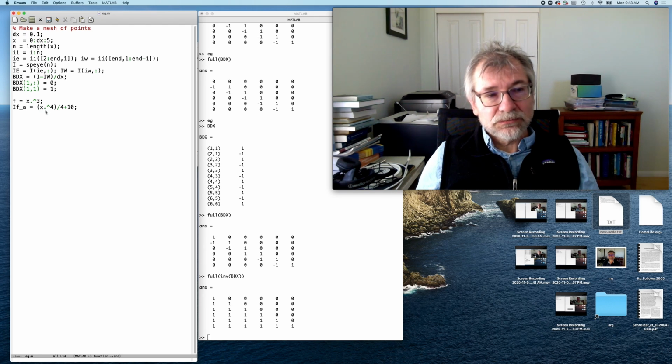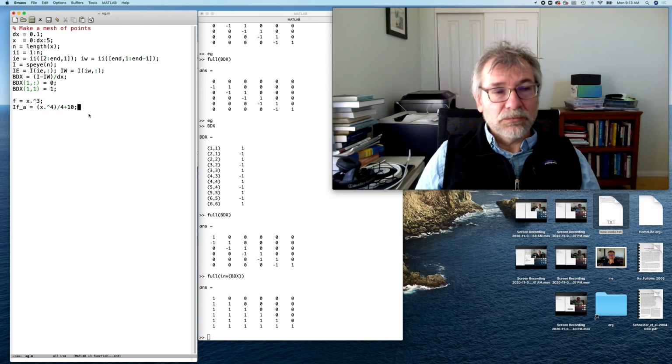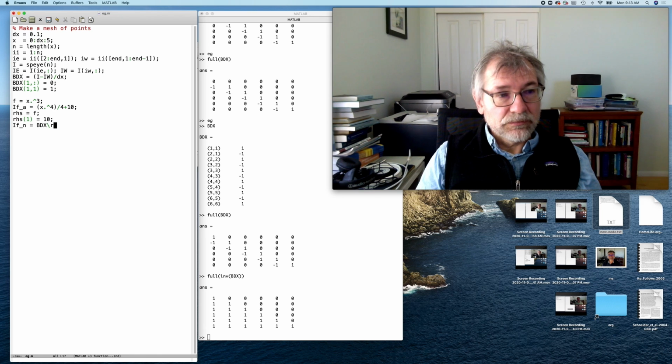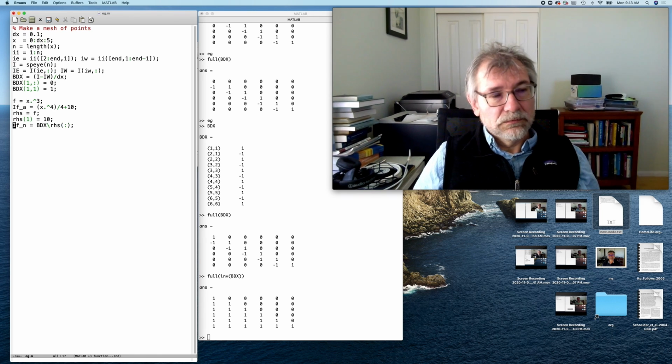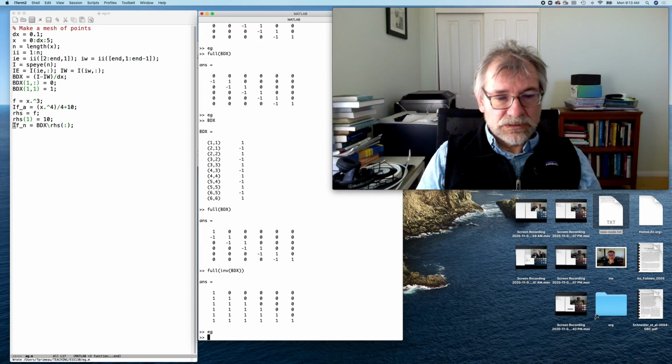So if I plug in x equals 0, then this function here should be equal to 10. And so that's going to be the value I must prescribe on the right-hand side. So the right-hand side is equal to f, except for the first point, right-hand side of 1, which should be equal to the integration constant, which is 10 in this case. And then I can find the numerical integral, and that should be Bdx backslash, to invert, and then I put in the right-hand side.